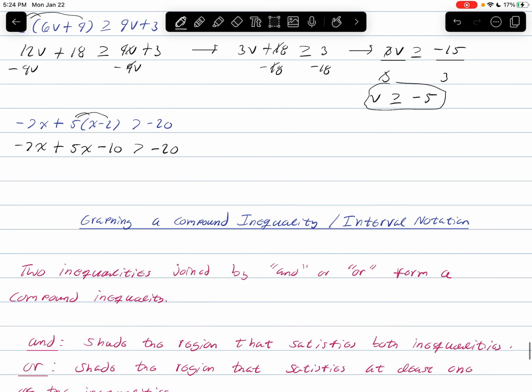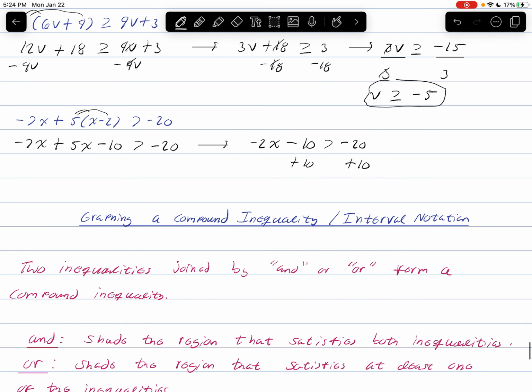Okay, so we can go ahead and combine like terms. So if we combine like terms, we're going to end up with, if we take negative 7x plus 5x, that'll give us minus 2x. Minus 10 is strictly greater than negative 20. So from here, we can add 10 to both sides. And that's going to give us negative 2x is strictly greater than negative 10.